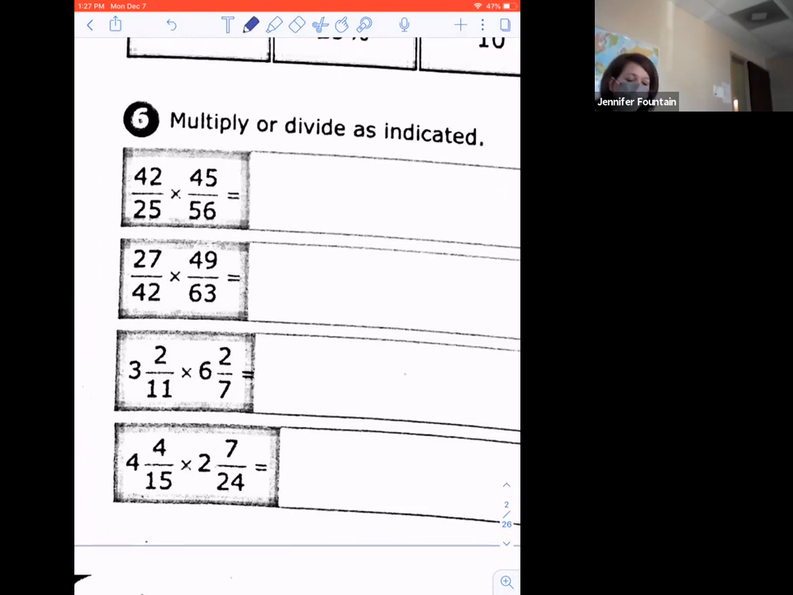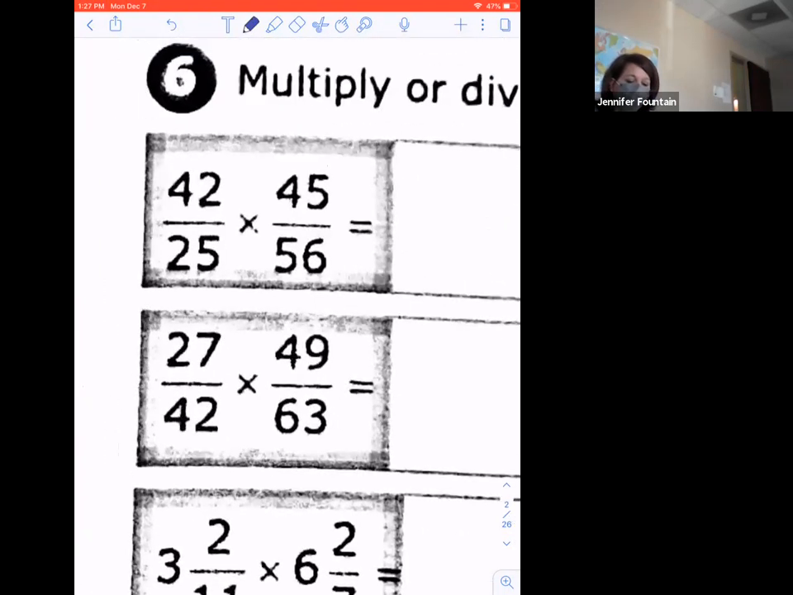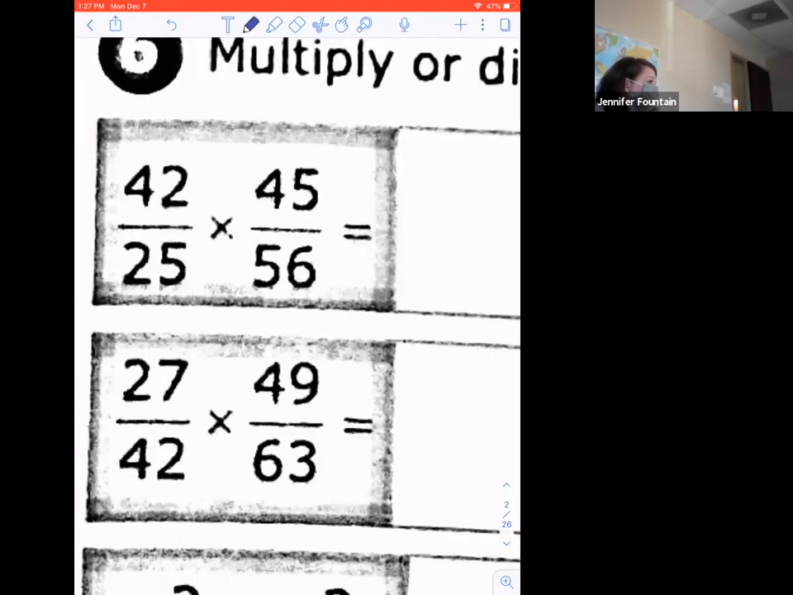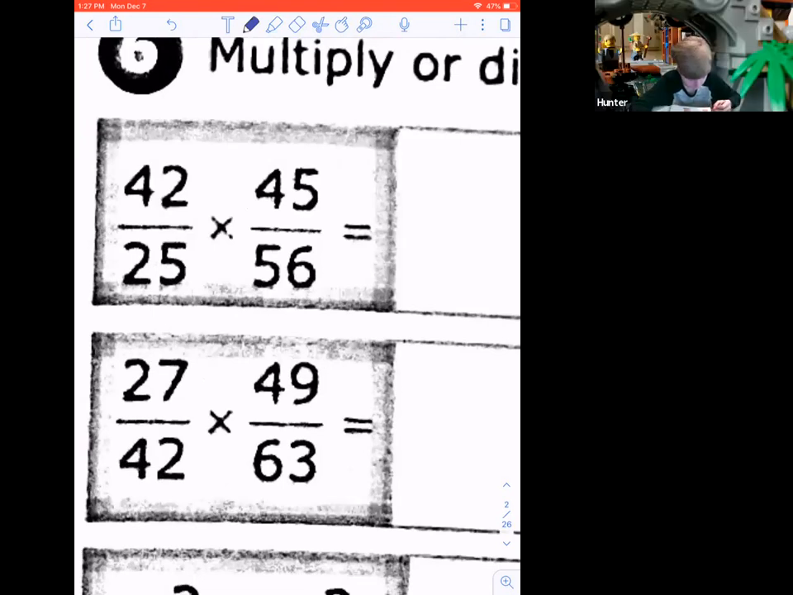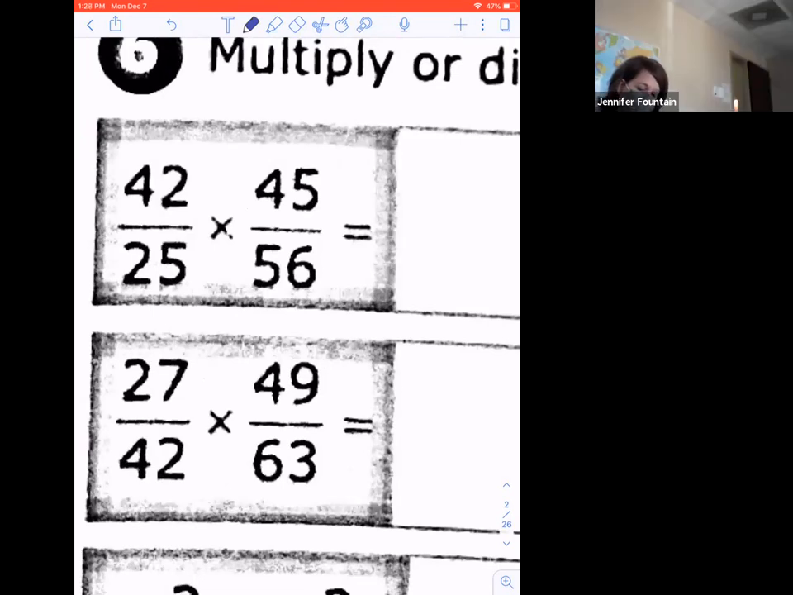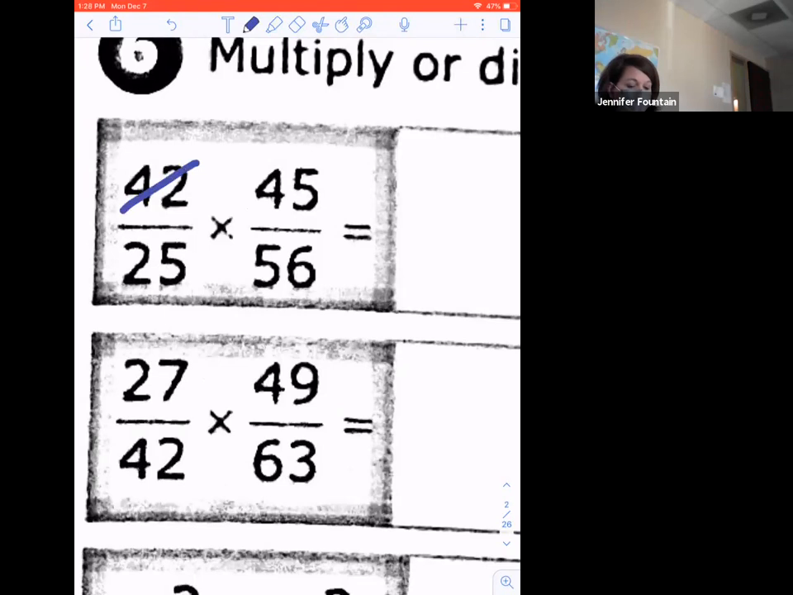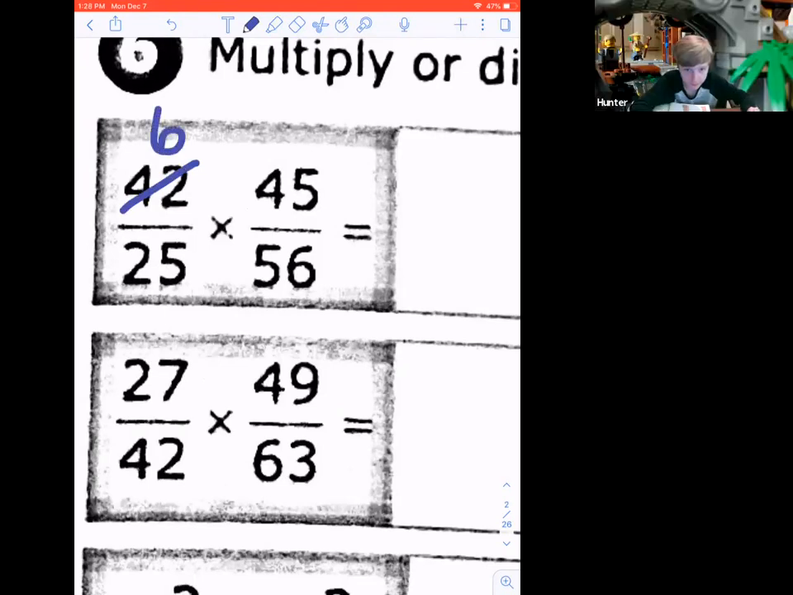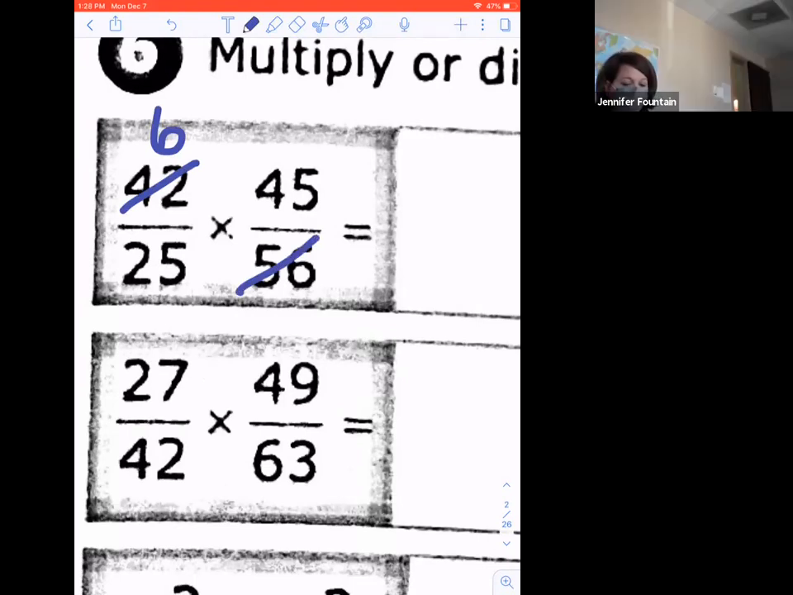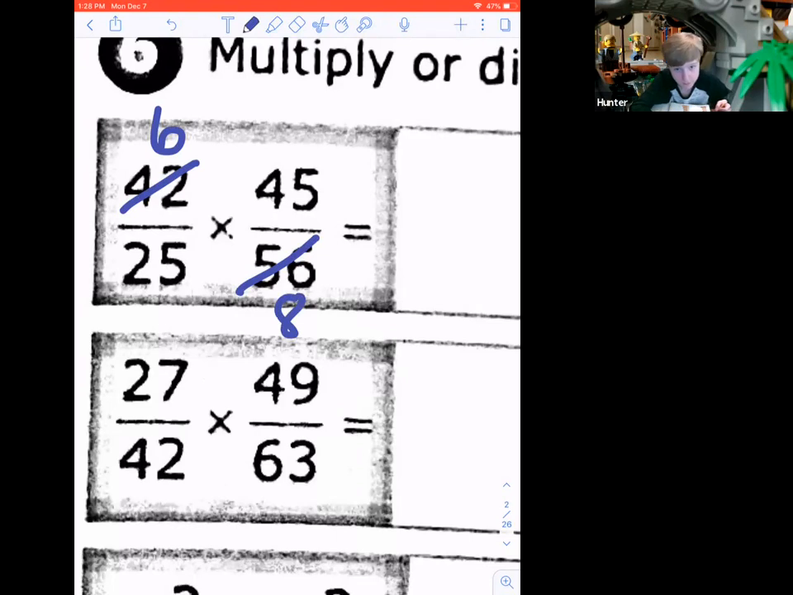I'm looking to see what numbers in my numerators will cancel with numbers in my denominators. So what is 42? Which of my numbers, 25 or 56, will 42 simplify with? 56. What are they both divisible by? 7. Okay, 7. How many times will 7 go into 42? 6 times. How many times will it go into 56? 8 times.